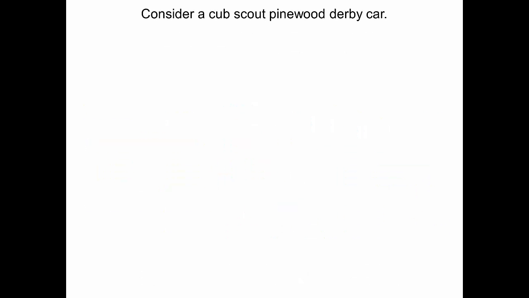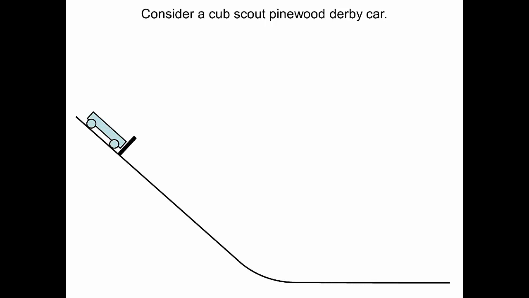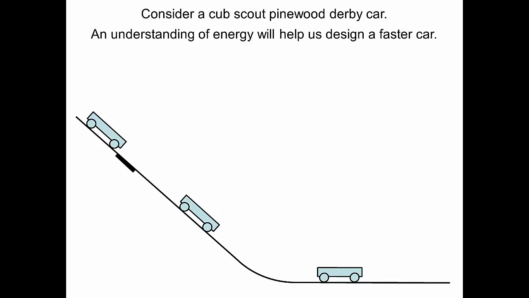Consider a Cub Scout Pinewood Derby car. A good understanding of energy can help us understand how to better design one of these vehicles. If we have a car at the top of the track, and then release this car, gravity pulls the car downward down the track, and our potential energy converts to kinetic energy. At the beginning of the race, we have potential energy. There's no kinetic energy because the car is not moving, but it has elevation.